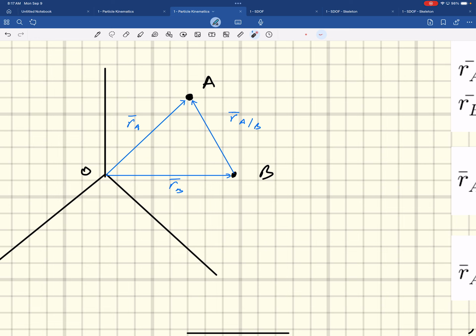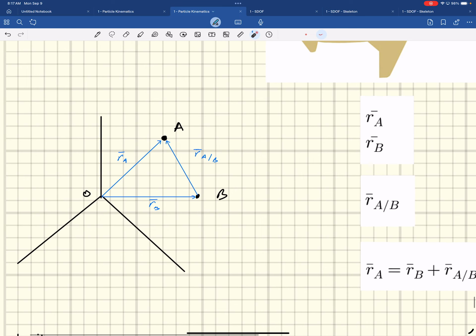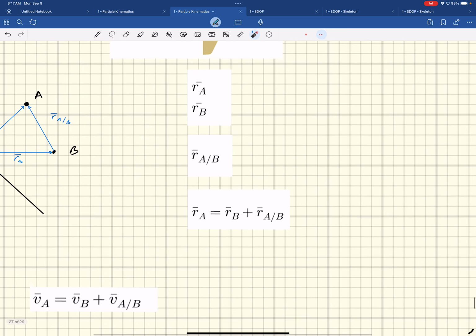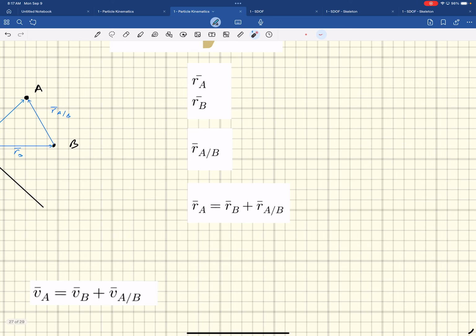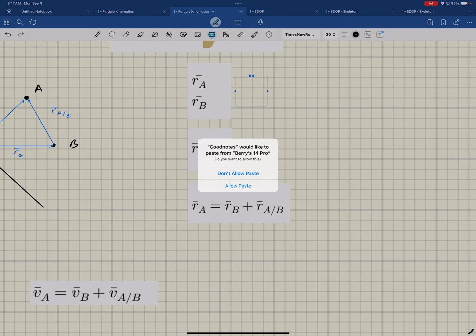We have some simple problems to do with particles, but where this really plays in is rigid body stuff. With rigid bodies, we have objects attached to other objects that are long, and we want to keep track of what one end is doing relative to the other end. So this quick little definition is going to be used a lot throughout the semester. That's just vector addition: if I want to get to A, I go through here and then up to there. Let's define some of these terms. R_A and R_B are the positions of A and B relative to the origin.